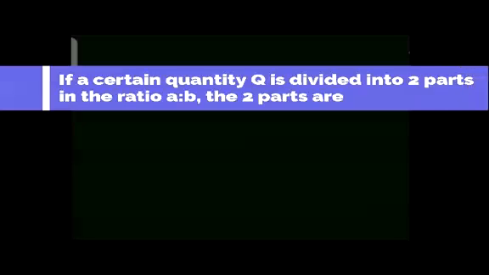Let's look at this. If a certain quantity Q is divided into two parts in the ratio A to B, what is the first part? The first part will be A, don't forget we have A to B, over the total number of the ratio, that is A plus B, multiplied by what they are sharing, Q. That's the first part.